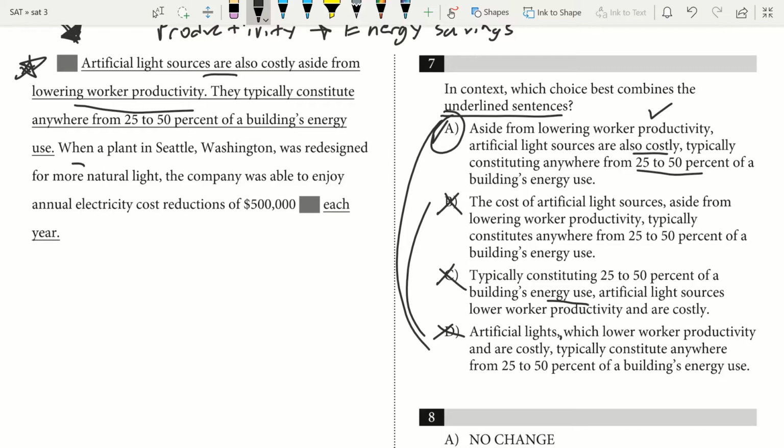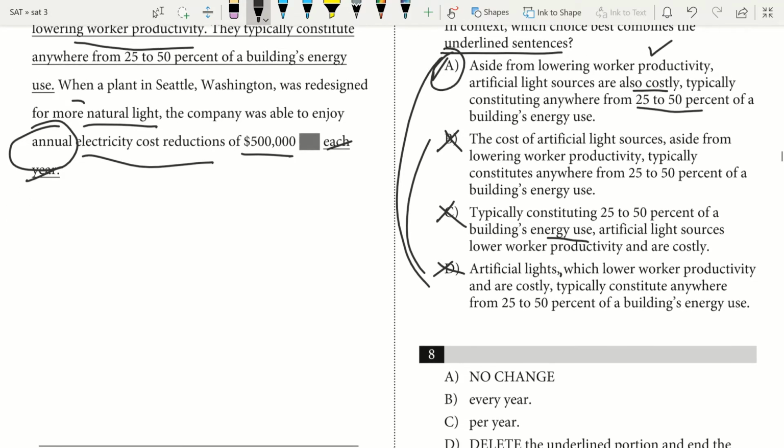So now we have: "When a plant in Seattle, Washington was redesigned for more natural light, the company was able to enjoy annual electricity cost reductions of $500,000 each year." Well, what do we know? We know we already have annual cost reductions. That means each year, so we don't need "each year." So we're looking for "delete the underlined portion and end the sentence with a period."